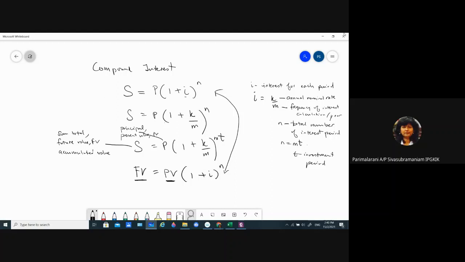It is just that sometimes you are not given the interest for each period. Maybe you are only given the frequency, so you need to find the annual nominal rate, and you want to use equation number 2. So which equation you use depends on what information is given in the question. Okay, so far okay, everybody clear? Yes.